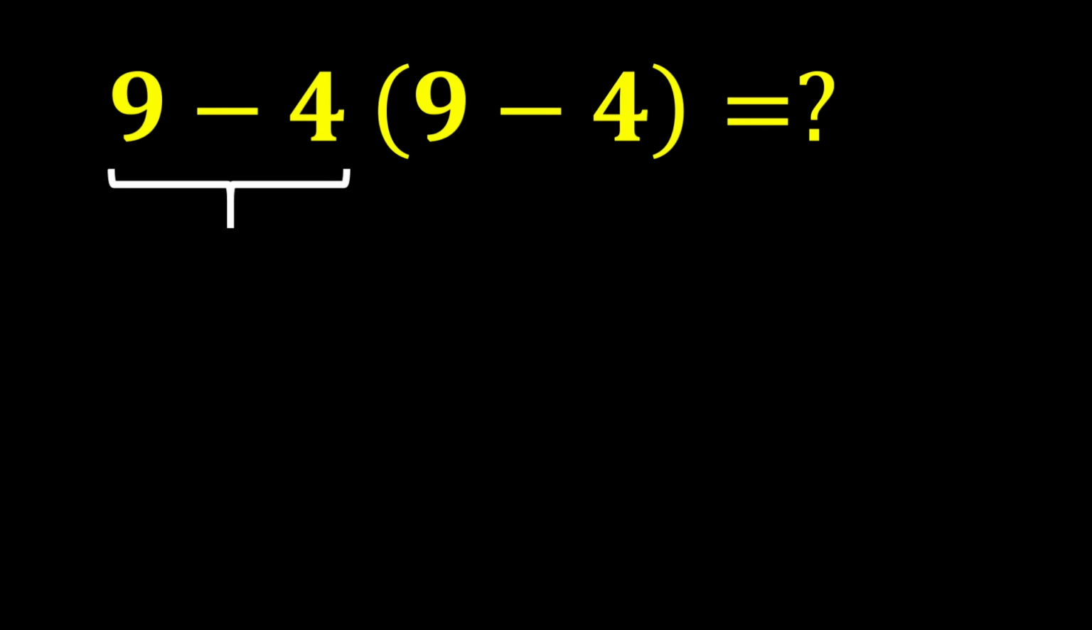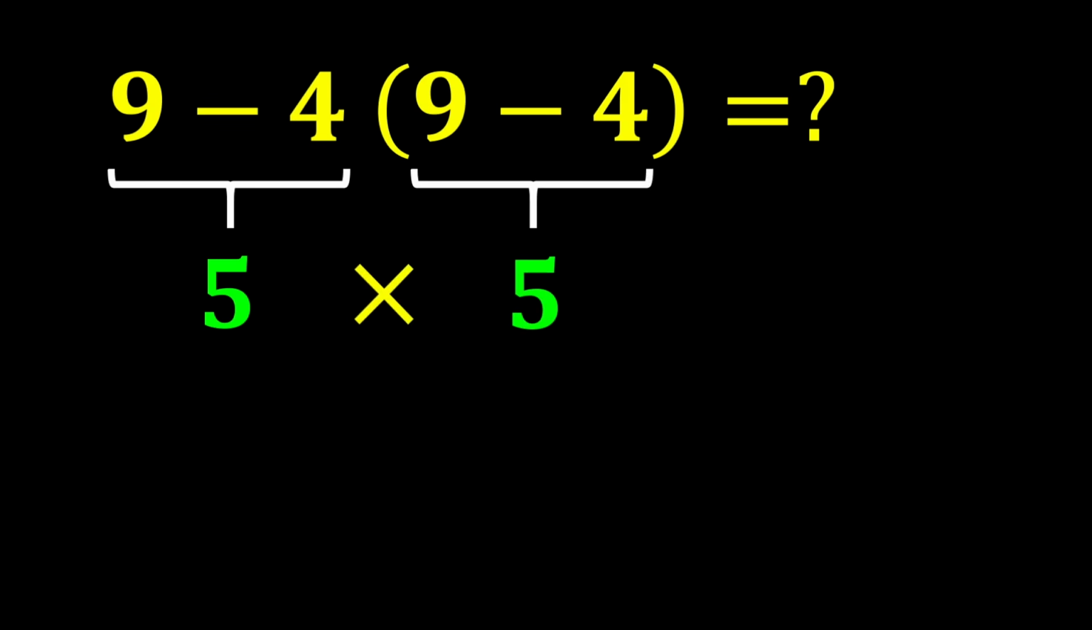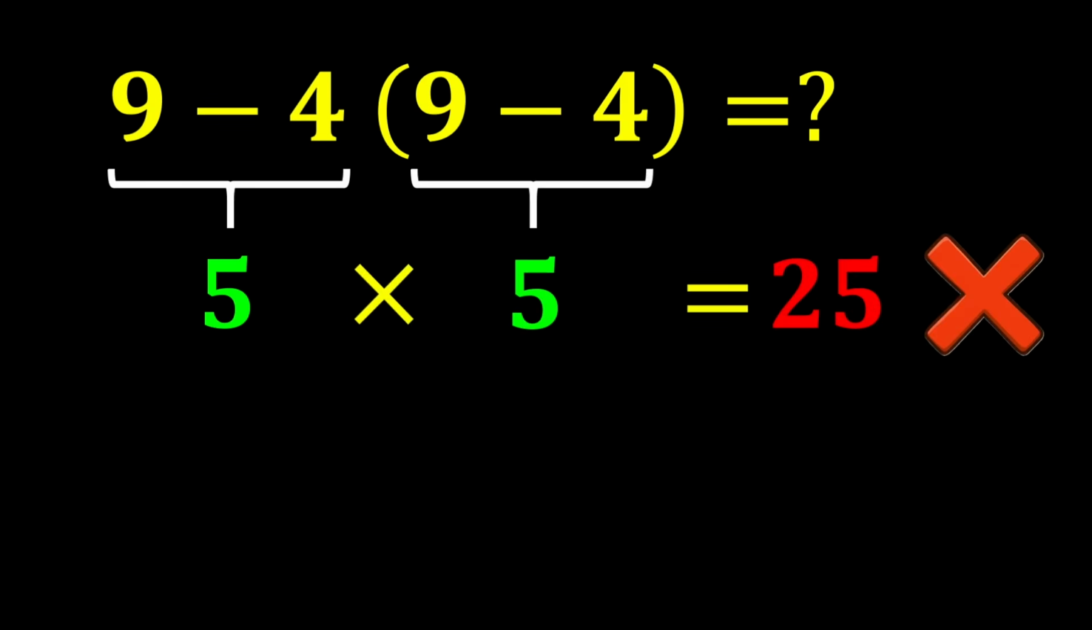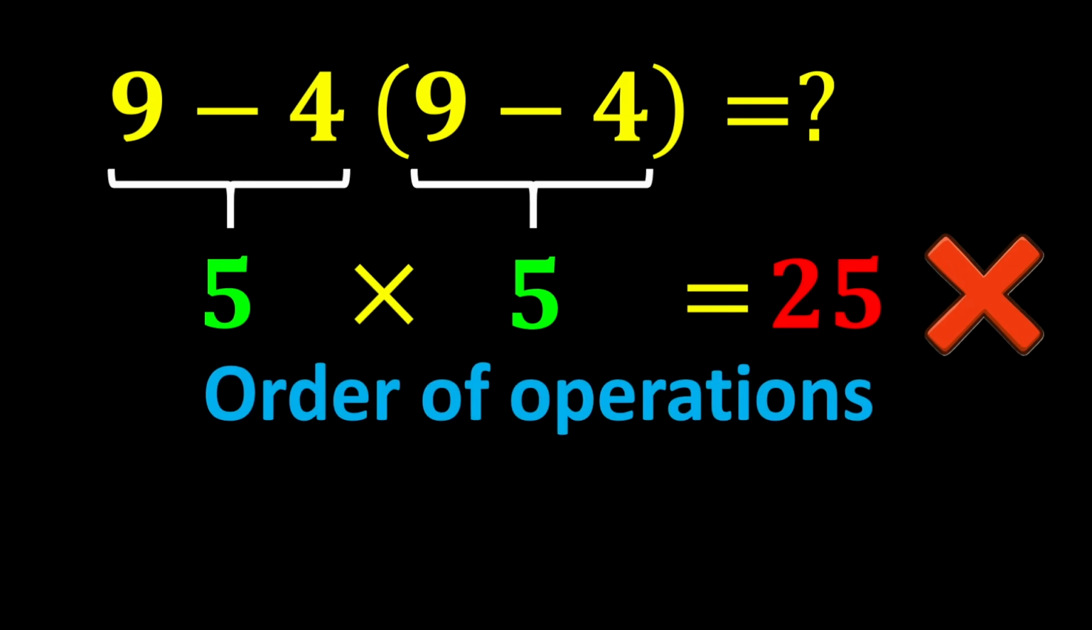9 minus 4 gives us 5, and again, inside the parentheses, 9 minus 4 gives us 5. In the end, 5 multiplied by 5 gives us 25. But this answer is not correct because we did not follow one of the most important rules in mathematics called the order of operations. The order of operations tells us that when we face a mathematical expression, we cannot start solving it from anywhere we like.